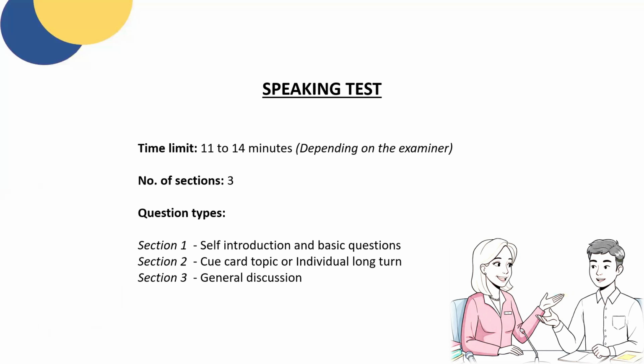You have 3 sections. And as you can see here, the nature of the 3 sections are given below. Section 1 will be more like a self-introduction round. And you'll have to talk about basic topics. Maybe the examiner will ask you some basic questions about your work life, your accommodation, your place of work, or your hobbies and other things like that.